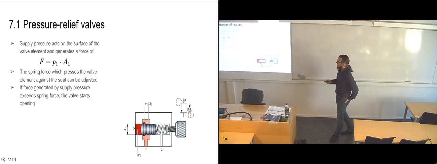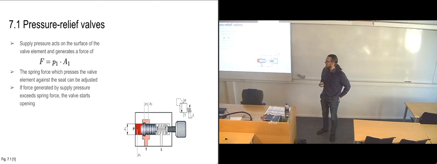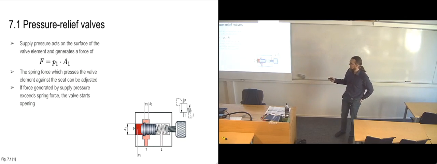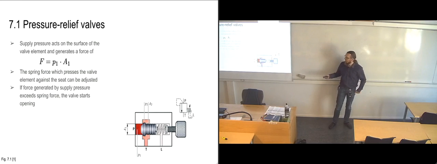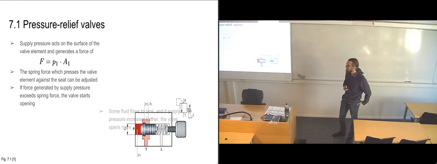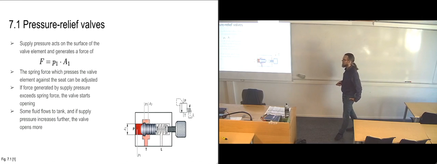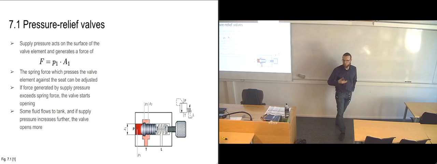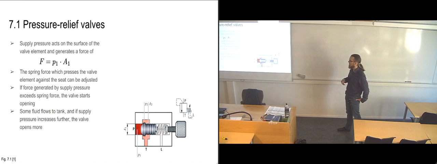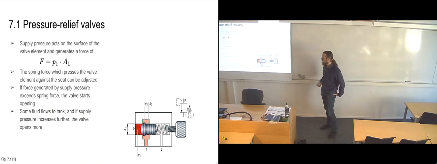So if we get enough force from the pressure and the area here, then we are going to exceed the force of the spring that is keeping the spring in tension there. So it's going to start compressing the spring, and then we start moving the piston. And as soon as the piston starts moving a little bit, we are going to get some flow going into the tank. So a little bit of the pressure is going to be leaking out into the tank instead.